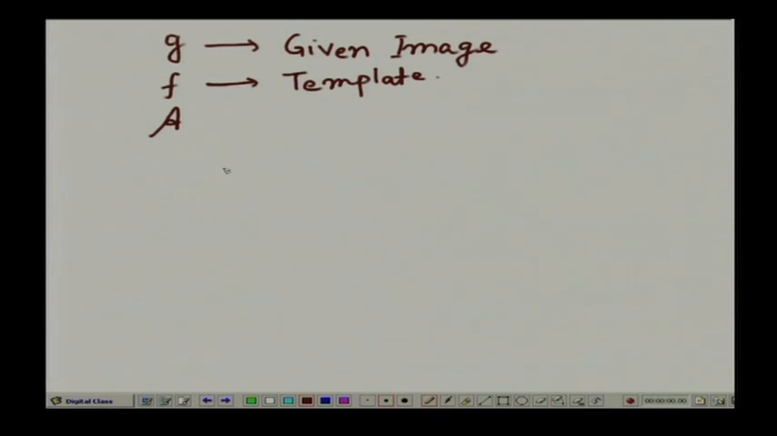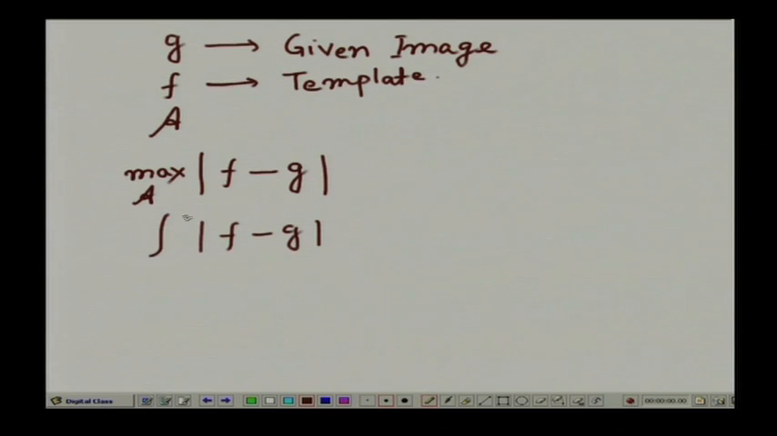So, we take the absolute difference between F and G and find out the maximum of the absolute difference, and this maximum has to be computed over the region, say A. The other similarity measure can be that again we take the absolute difference of F and G and then integrate this absolute difference over the same region A. The other similarity measure can be that you take F minus G, the difference between F and G, and the square of this, and take the integration of this over the same region, say A.